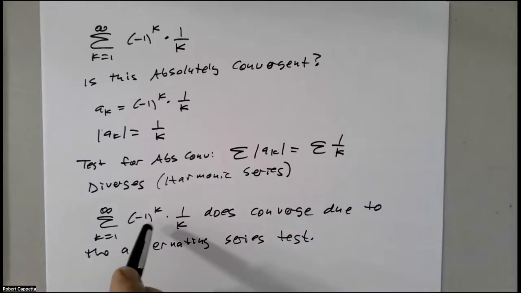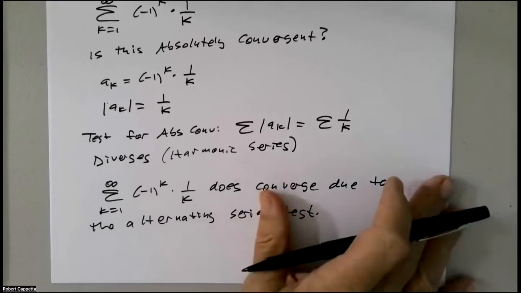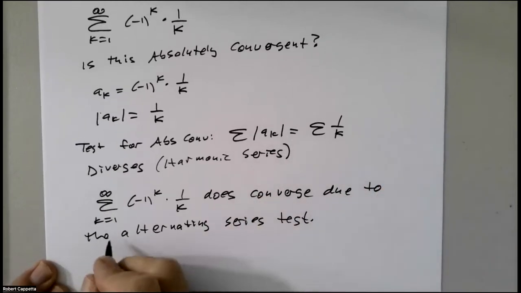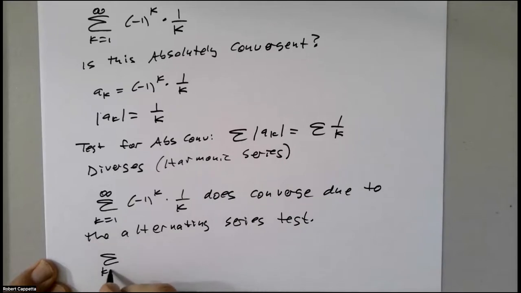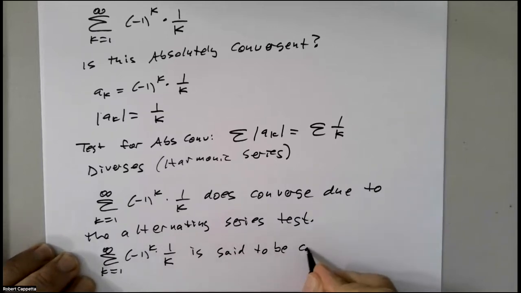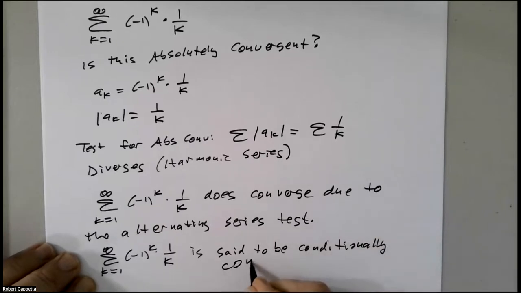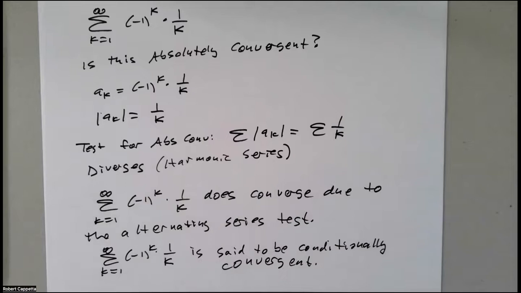So just because this version converges with the sign flasher does not mean that its absolute value does. If the original thing converges, but its absolute value does not, in this case, we claim that it is conditionally convergent. So that term, the sum as k goes from 1 to infinity of negative 1 to the k times 1 over k, that converges, but not absolutely, is said to be conditionally convergent.